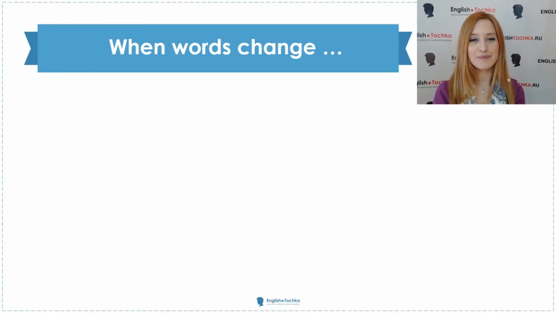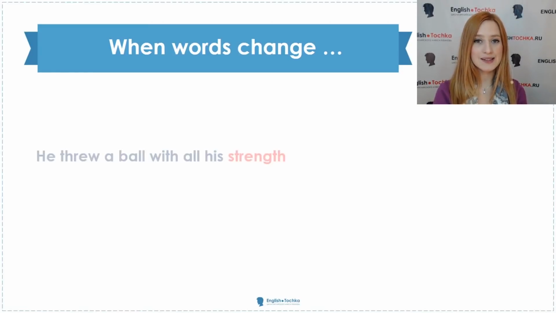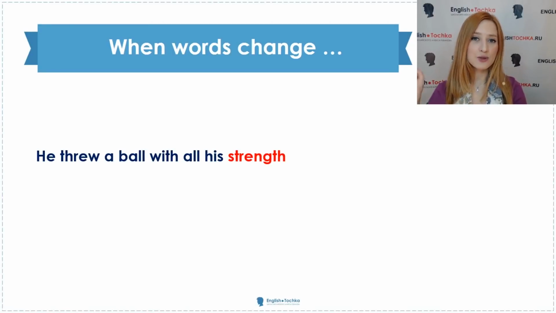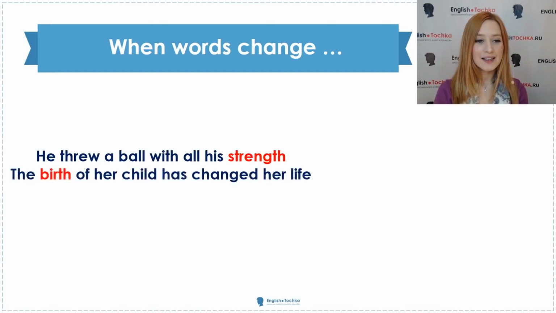And some words, it is important to know that the word formation is not like a solution for any problem. Some words, they don't change. And some words, they just change completely. For instance, he threw a ball with all his strength. So he was strong, and he did it with all of his strength. Yeah. The birth of her child has changed her life.